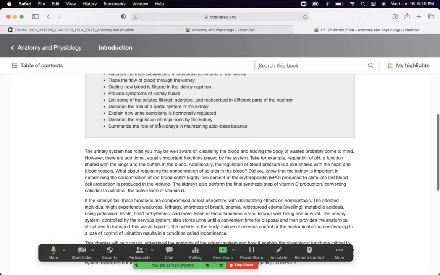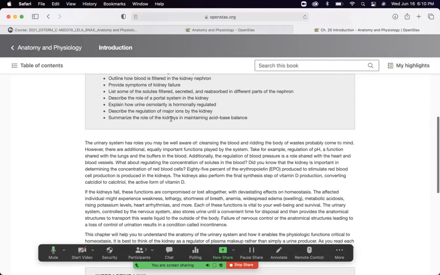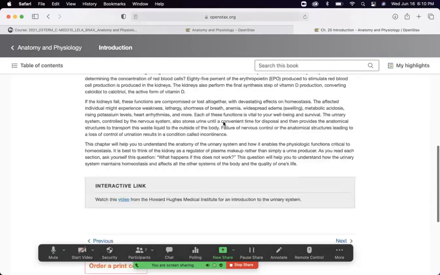We're not going to talk about the portal system or osmolarity, but we are going to talk about how urine and blood pressure regulate each other, and not too many of the major ions. It's a little bit much. And just a little taste of how the kidneys also manage acid-base balance.